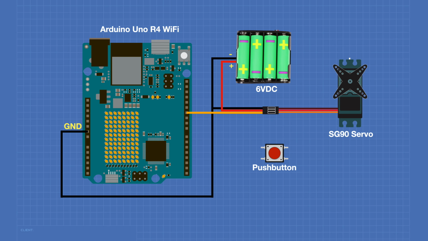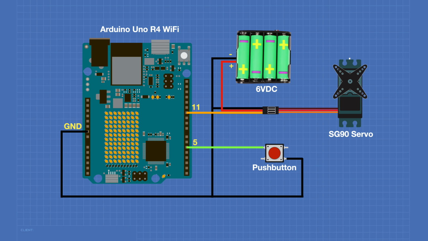And we'll connect the servo's control lead, which is usually an orange or a yellow wire, to GPIO pin 11 on the Arduino Uno R4 Wi-Fi board. Next, we'll connect one side of our push button to GPIO pin 5 on the Uno, and we'll complete the circuit by connecting the ground to the other side of the push button.